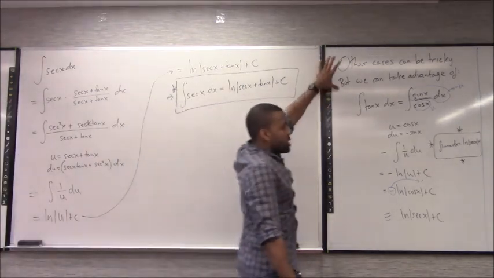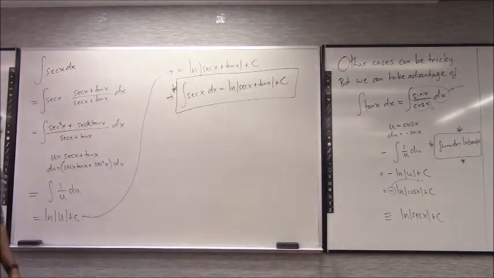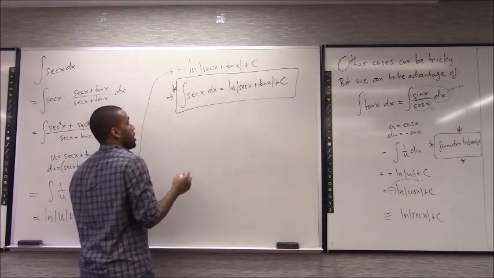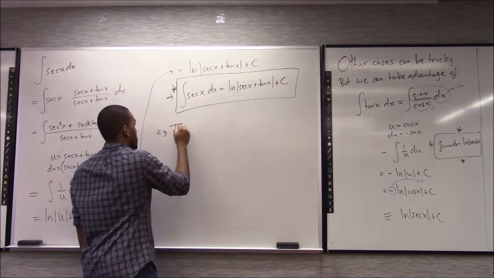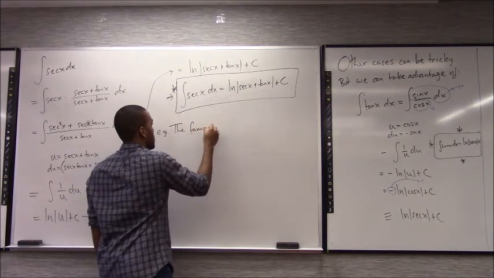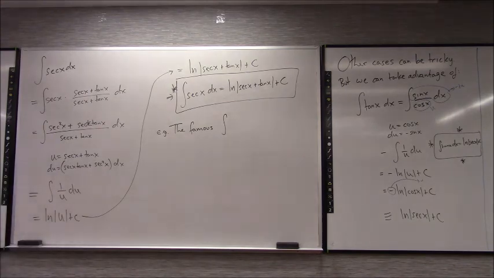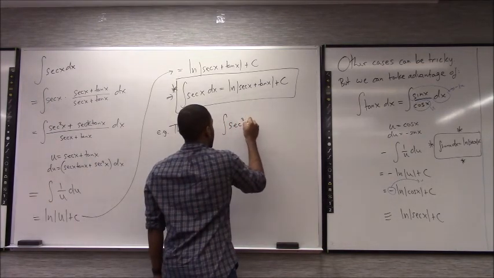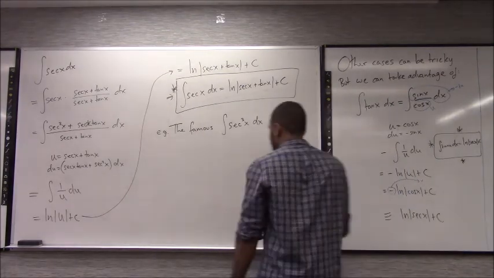So the other cases for secants and tangents can be tricky, but using these two integral formulas can come in handy. And it can get pretty involved here. So for example, the famous one, should I start with this? Hey, let's do it, let's be real. Secant cubed x dx. Now that's a very weird function because it just naturally pops up all over the place.